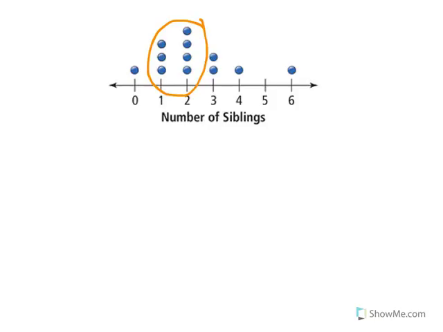I can also look at things like gaps. I do see that there's a little bit of a gap. It's a small gap, but there's a gap between 4 and 6. So I can look at all those things that we've already discussed. But today our focus is how spread out is the data.